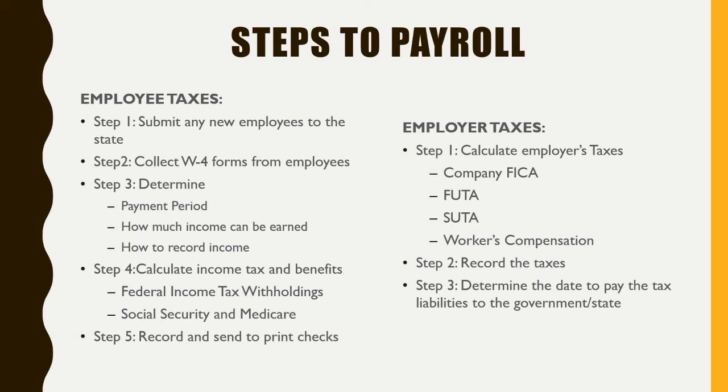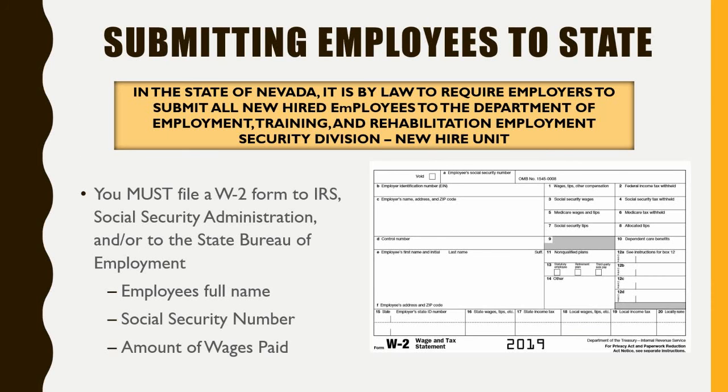And let's begin. Okay? So the first thing is to submit. So we're going to talk about the employees first. It's always going to be employees first and then employer last. Okay? So the first one we got to do is we need to submit to the employment center, whatever it is. In the state of Nevada, it's called DETR, okay?